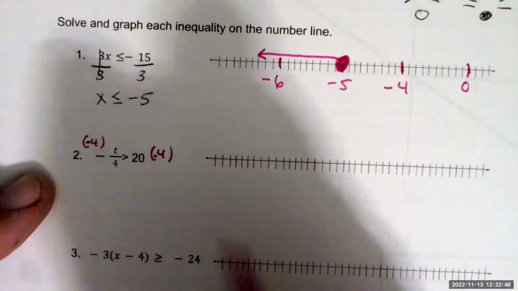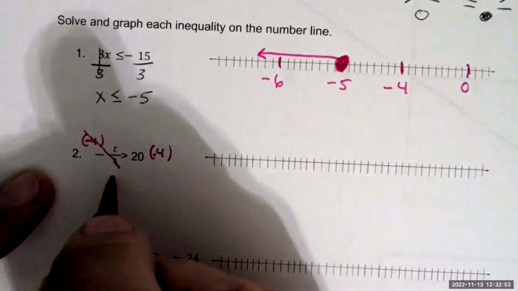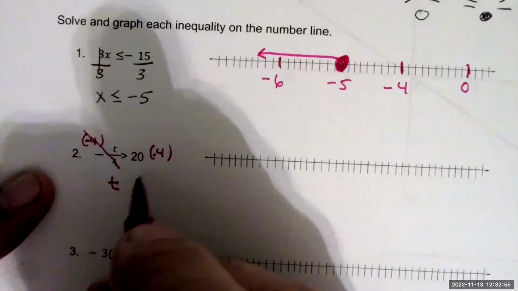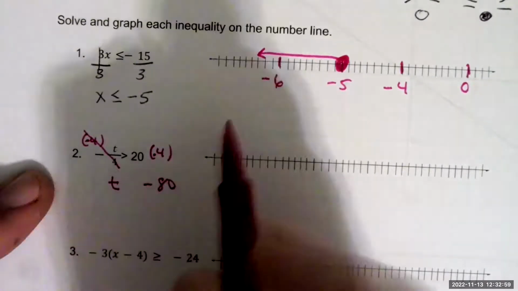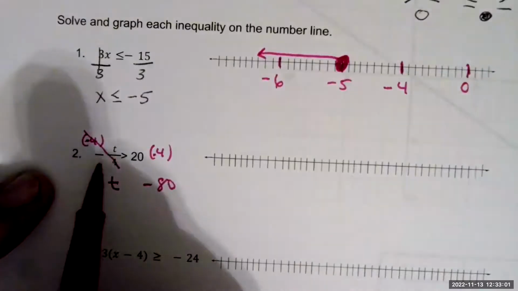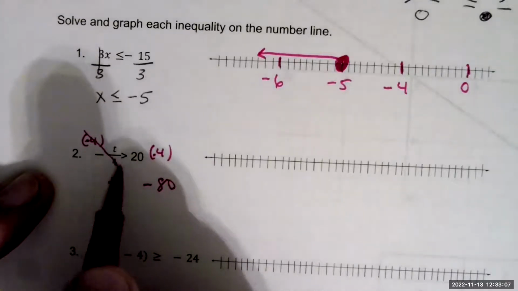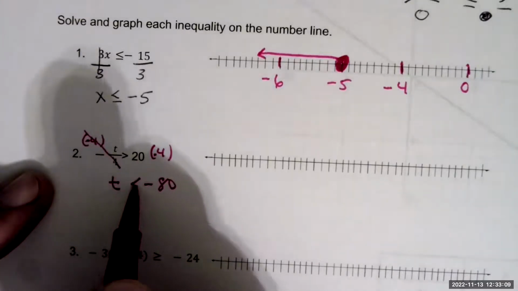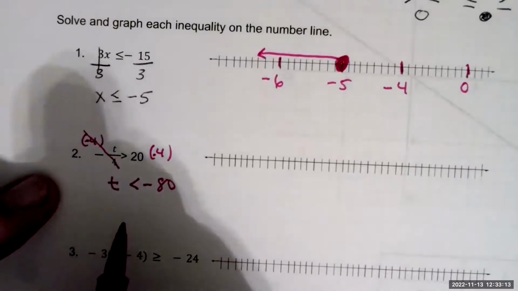So we're going to have a -4 on both sides. The -4 divided by -4 is t. And 20 times a -4 is a -80. However, this time we divided by a negative. See, the variable has a negative on it. So that means we flip our inequality. So the alligator is not eating the t. The alligator is going to eat the plain number. So that's what it looks like. So it's a less than symbol.